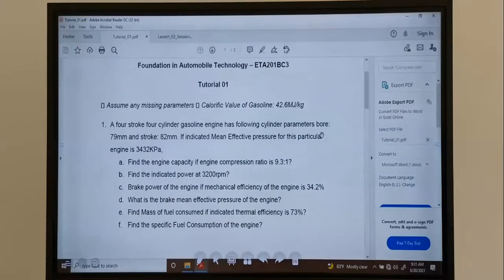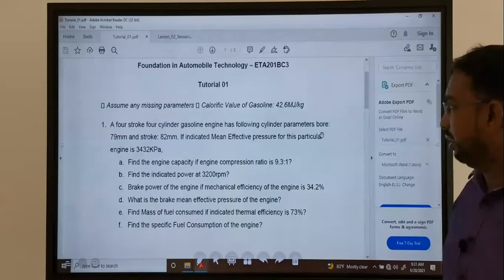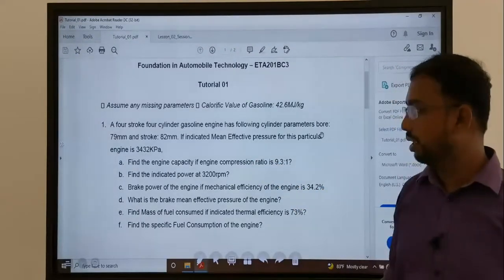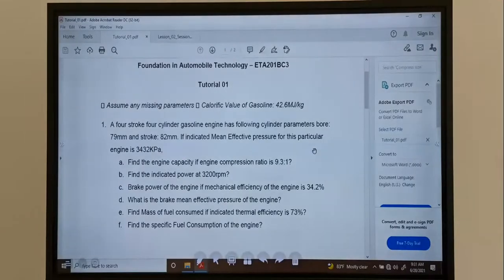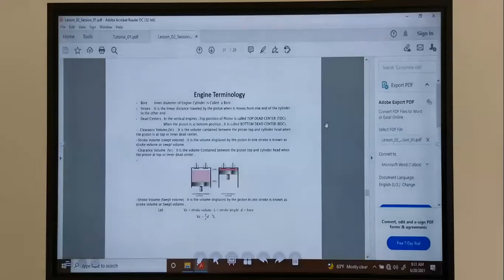So this is the first question. You can read this question. What's engine compression ratio? First of all, I will give a small introduction about these things.